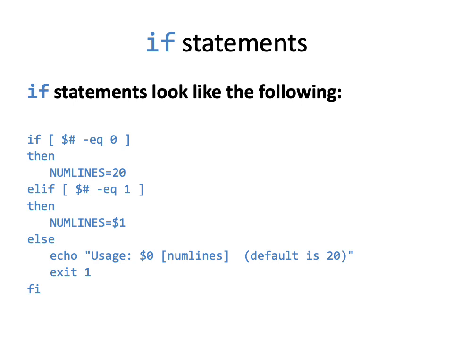You have the if statement on one line, and then you have the thens, elifs, the thens and the elses, and then the elif on separate lines. You could put the then on the same line as the if, but you would need a semicolon after the second square bracket.